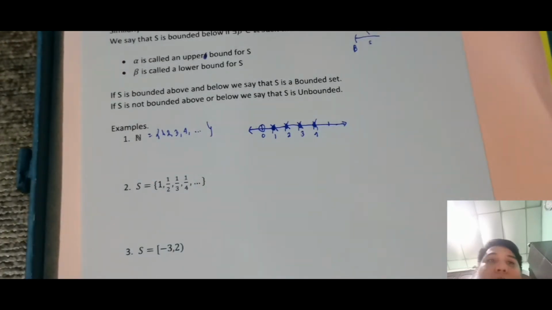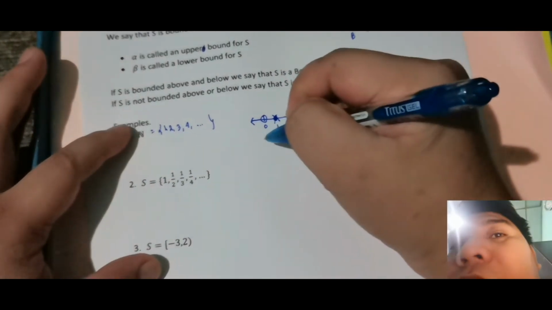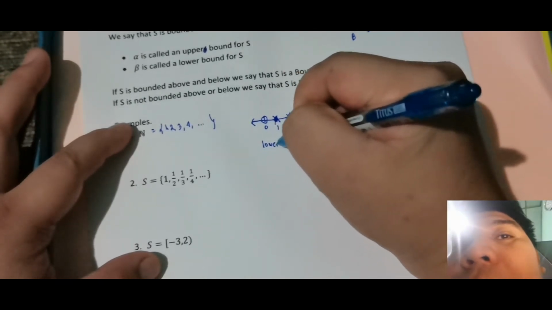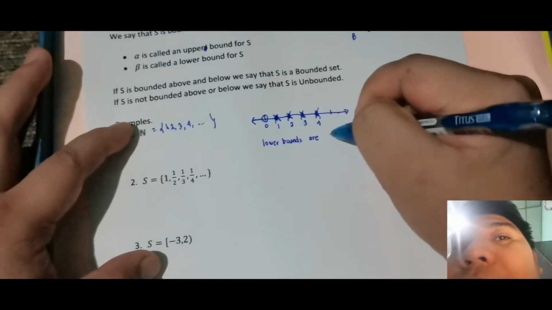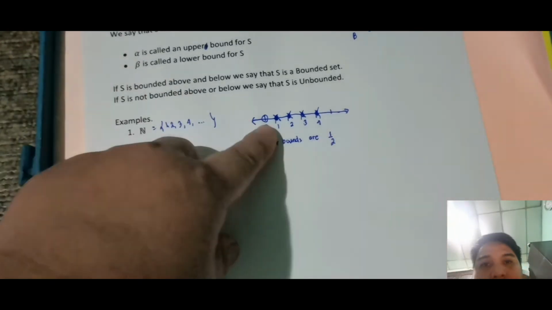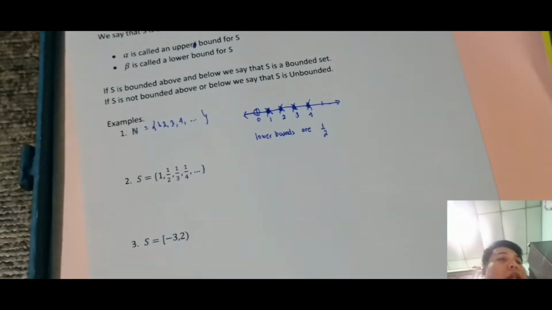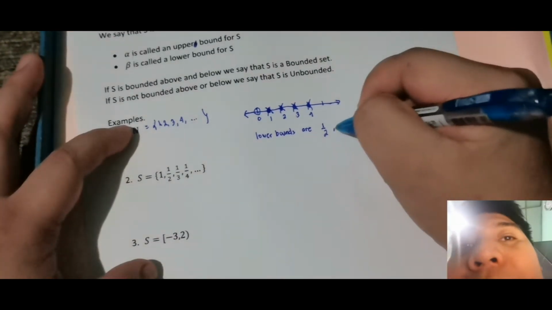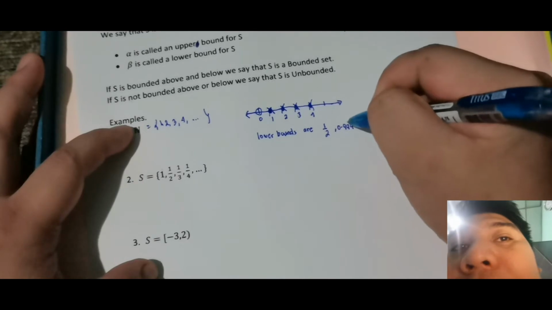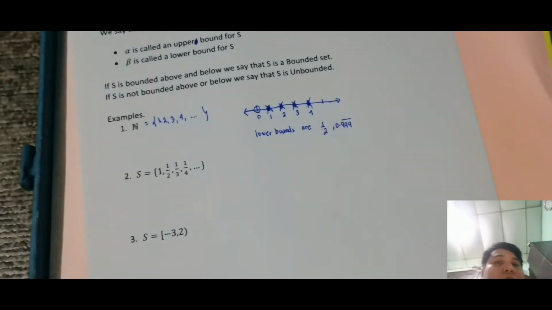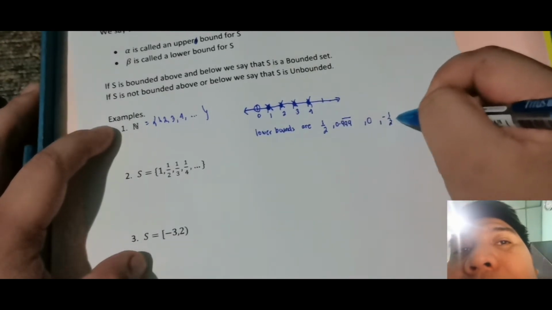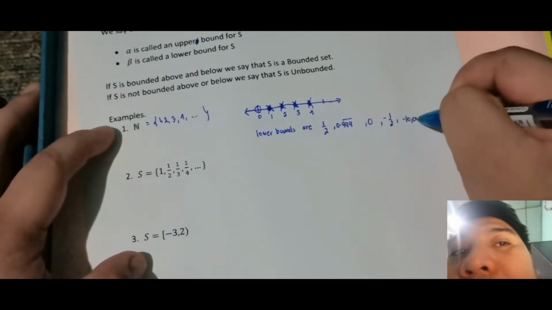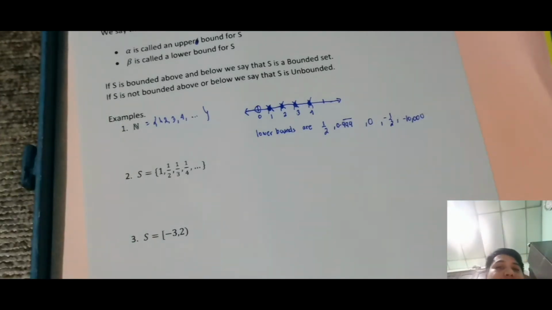So, sir, si 0. Hindi lang basta 0. So, example ko lang ha. Lower bounds are, example lang, kunyari, si 1 half. Okay, actually si 0.999, lower bound din yun. Tama, si 0.99999 something, kahit bar yan, lower bound din yan. At the same time, si 0. Then, si negative 1 half. Si negative 10 million. Okay, yun yung mga klase ng lower bound. Actually, napakarami.